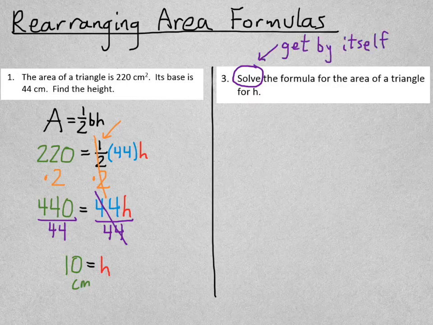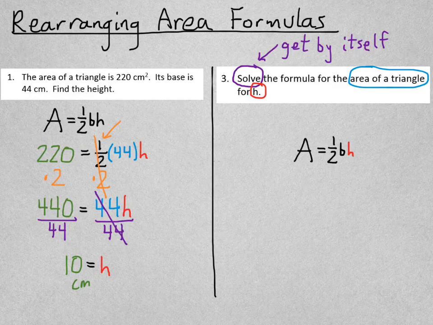Okay, again we have the word solve, which means to get by itself. What are we getting by itself? We're getting h by itself. We're solving for h. Well, what are we getting it by itself in? Well, we're going to use the area of the triangle, which is 1/2 base times height. For purposes of this video, I put h in red because that's what we're trying to get by itself. Okay? So, to get the h by itself, I'm going to undo operations just like we did before. Okay? I need to undo the 1/2 and the b.